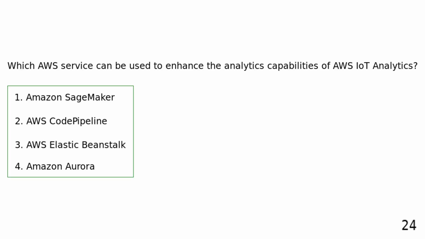Which AWS service can be used to enhance the analytics capabilities of AWS IoT Analytics? Amazon SageMaker, AWS CodePipeline, AWS Elastic Beanstalk, Amazon Aurora. Amazon SageMaker can be integrated to enhance the analytics capabilities with machine learning.